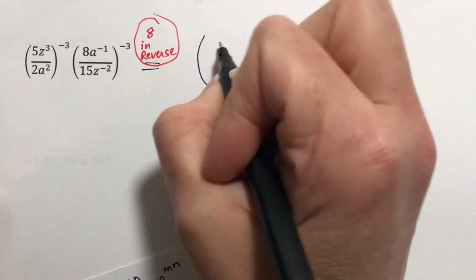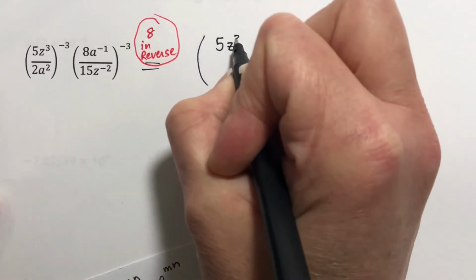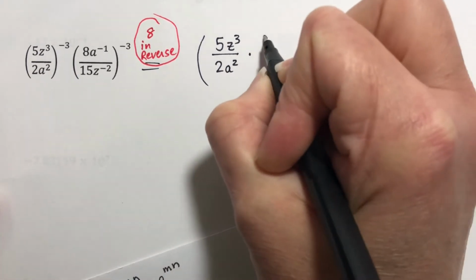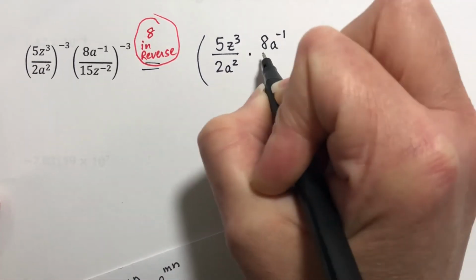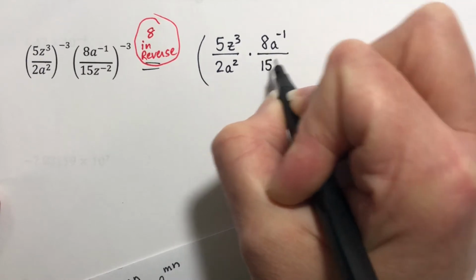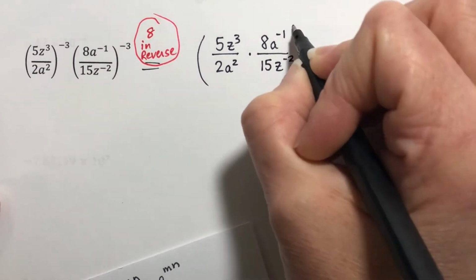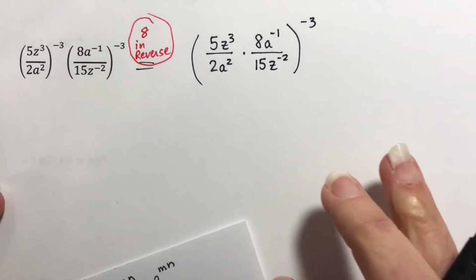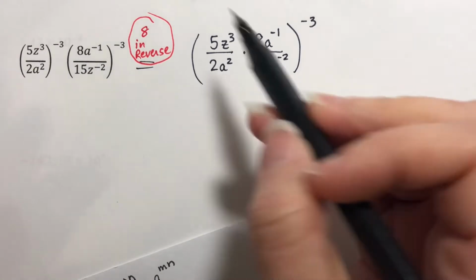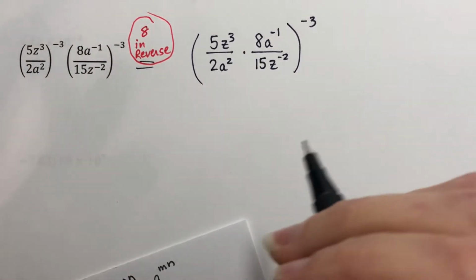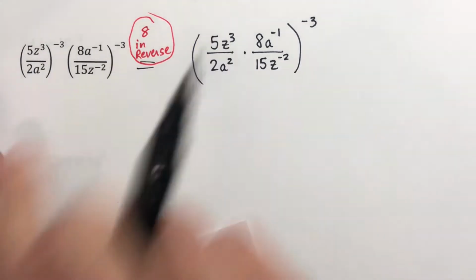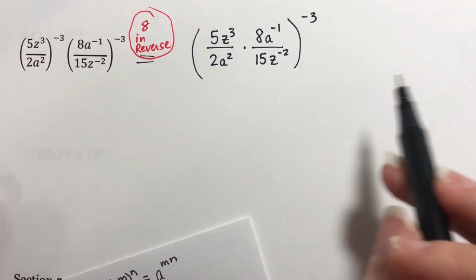we can rewrite this problem as 5z cubed over 2a squared times 8a to the negative 1 over 15z to the negative 2, and then outside that it's raised to the negative third power. Now this is nice because we can simplify inside here. We can make these numbers smaller and then it's all going to be easier. And again, because it's a multiplication problem, that's what I did. If I were just asked to simplify these, I wouldn't be doing this.